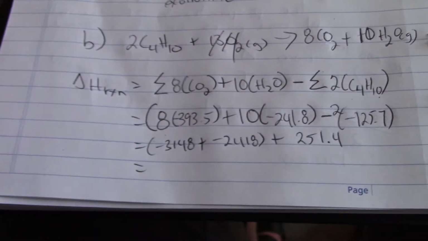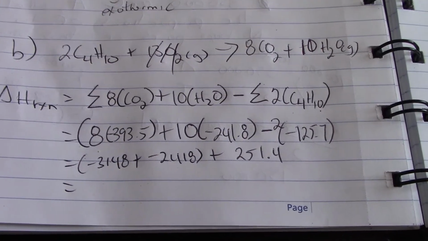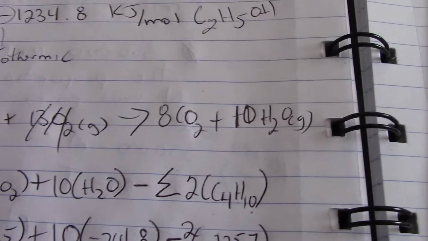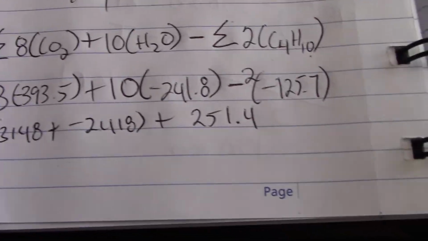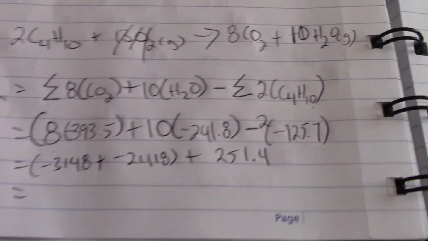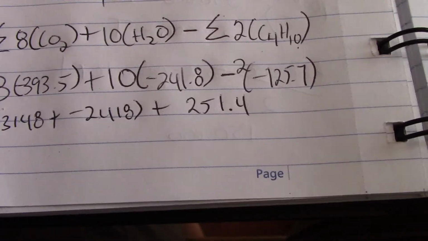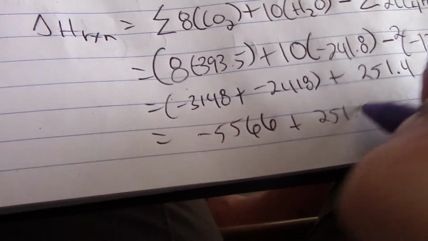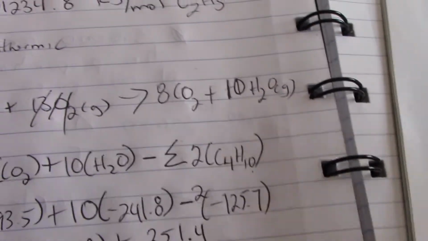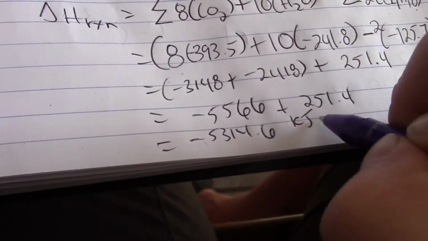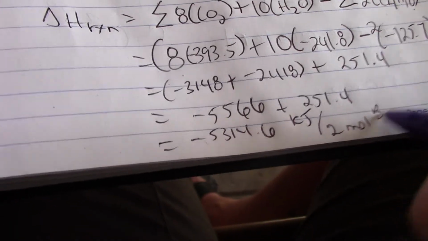Okay, so when I look at the delta H of reaction for that, negative 3,148 plus negative 2,418 is negative 5,566. Plus 251.4, and that'll be negative 5,314.6 kilojoules per 2 moles of butane. So that's how much was made per 2 moles of butane, because there's 2 moles of butane in the equation.